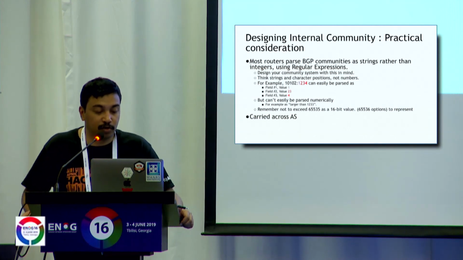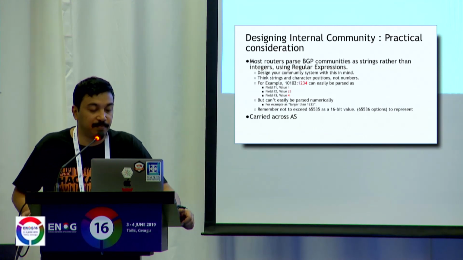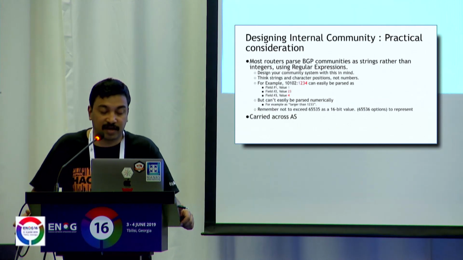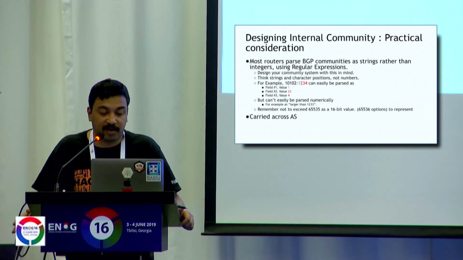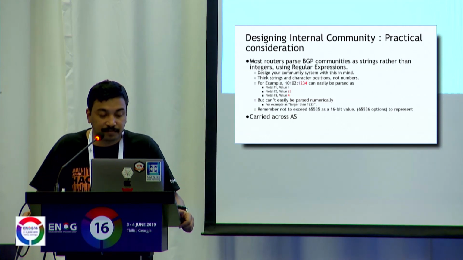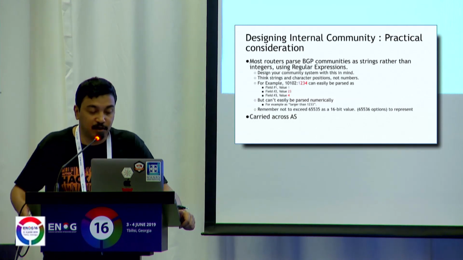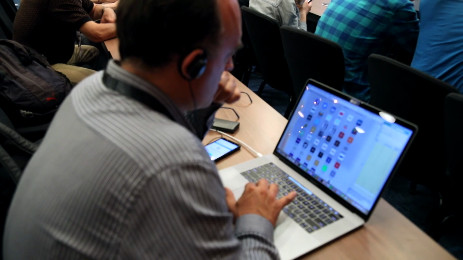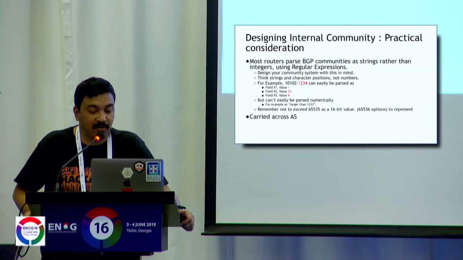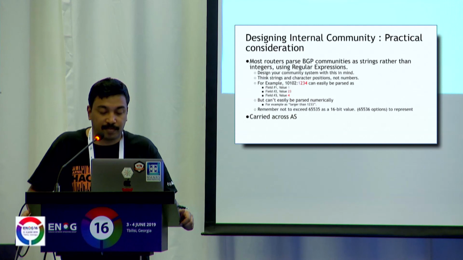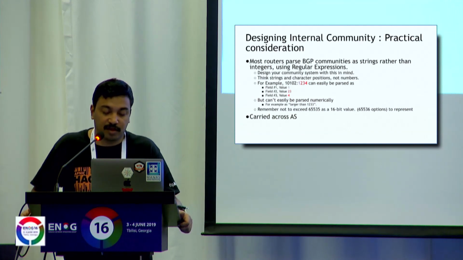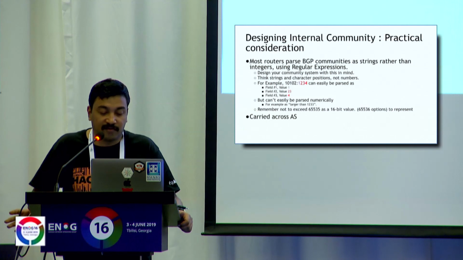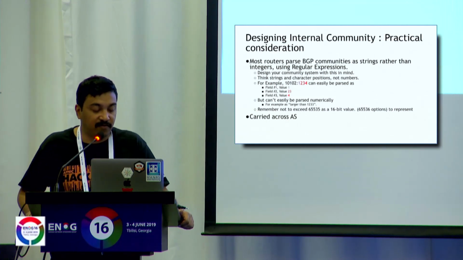For example, 10102:1234 can easily be parsed as field number 1 of value 1, field number 2 of value 23, or field number 3 of value 4. But this value cannot be easily parsed numerically, for example, as larger than 1233 or less than 1240. And when using a standard BGP community, remember not to exceed the value of 65535 as a section bit value. There are 65536 numerical options, but the values start from zero, so it stops at 65535.